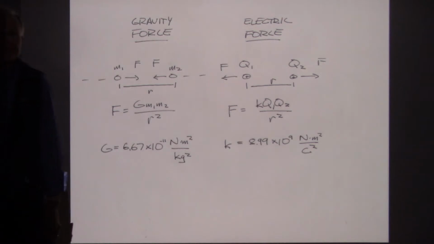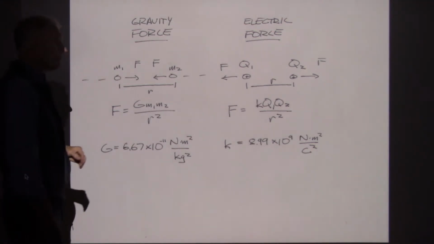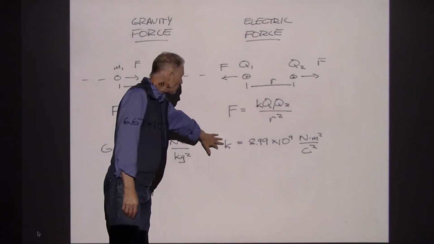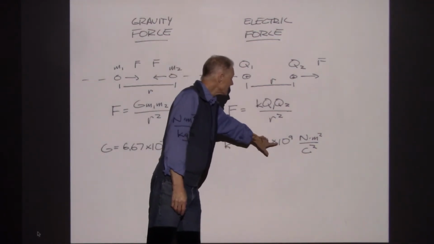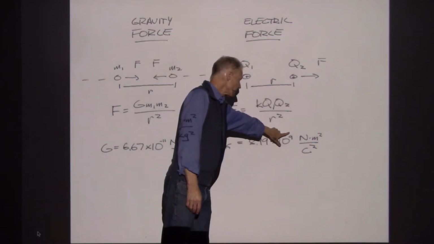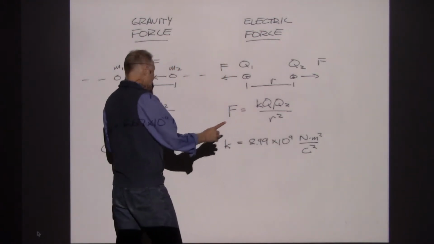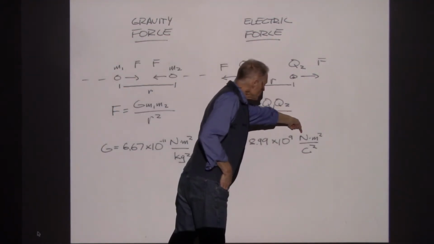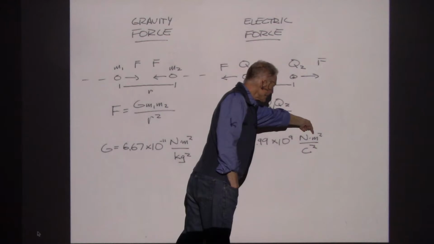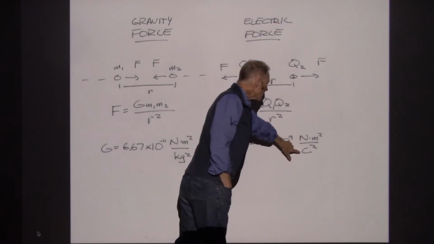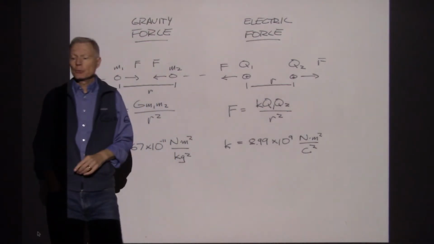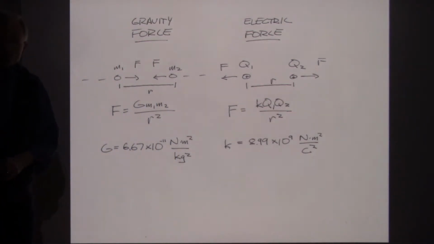But what we know is that they do have these values, and they're measurable. So the force constant for the electric force is 8.99 times 10 to the 9th. Now, it's a force constant, so it's got units of newtons. It depends on distance, so it's got meters squared. And then it's got some units that we haven't seen before. The big C here is the unit of coulombs.